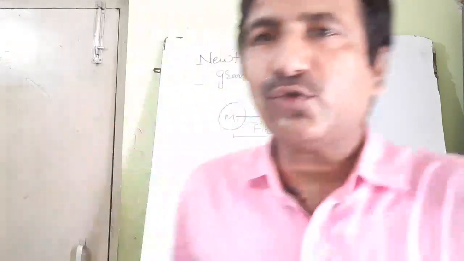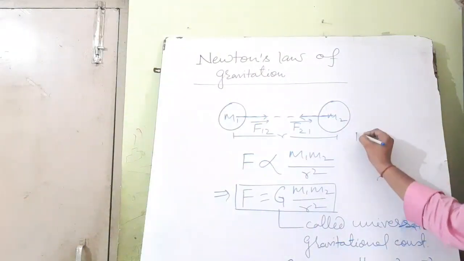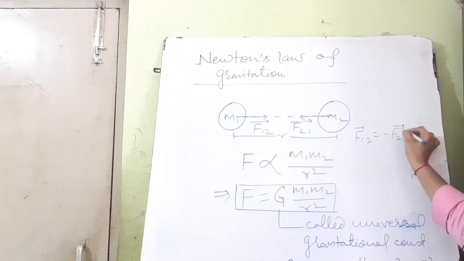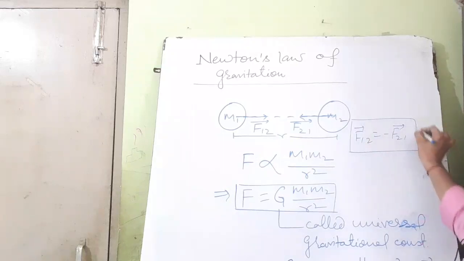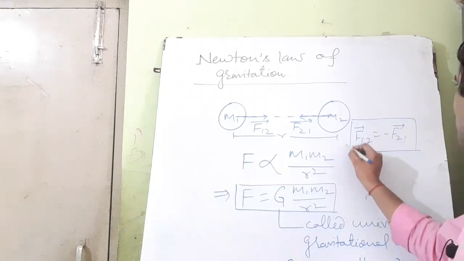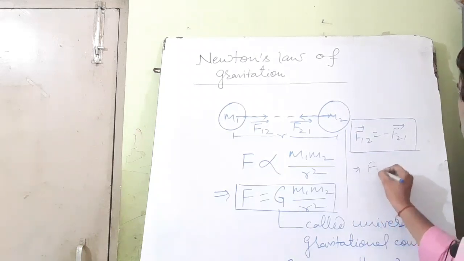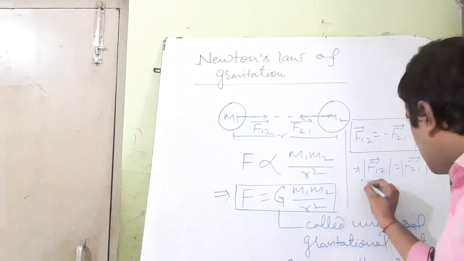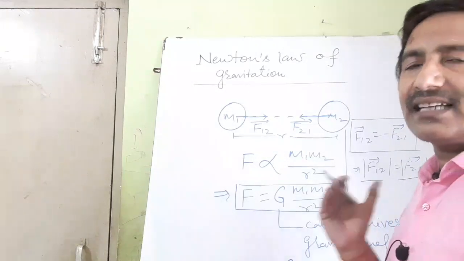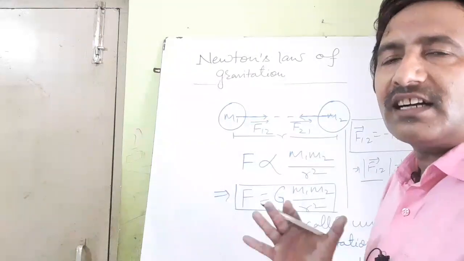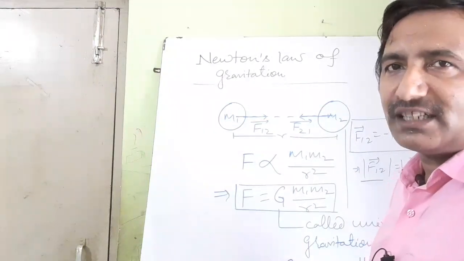One more thing I want to make clear here is that F12 is equal to minus F21. F21 and F12 are opposite in direction, but their magnitudes are equal. So these two forces can be taken as an action-reaction pair, which means it follows the third law of motion proposed by Newton.